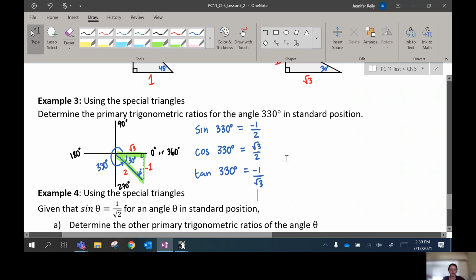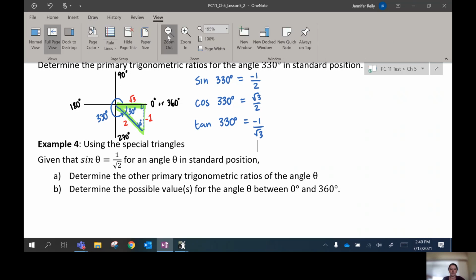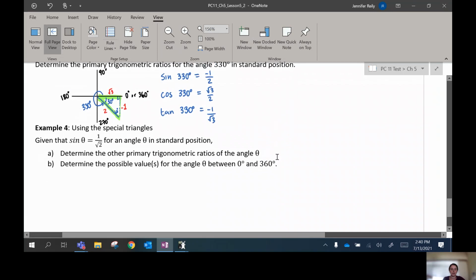Okay, let's try another one where we'd use special triangles also. This question says, given that sine theta is 1 over root 2, determine the other primary trig ratios and determine possible values for theta. And we're not even going to use a calculator for this because we're going to use special triangles.